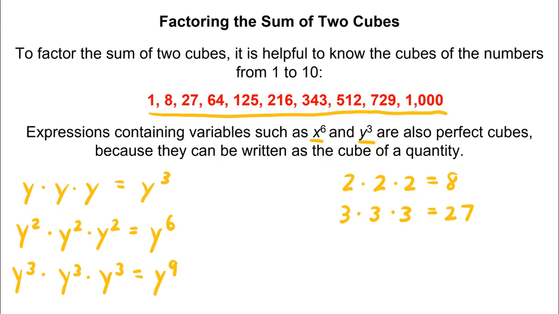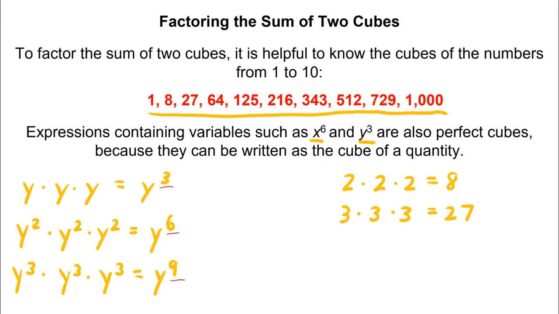So do you see a pattern developing here? Anytime we have a variable expression and the exponent of that variable is a multiple of 3, or another way to say that is, if the exponent of the variable is divisible by 3, then that variable expression is a perfect cube. How do we find the cube root of a variable expression?